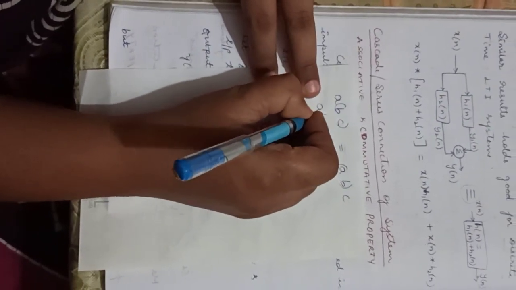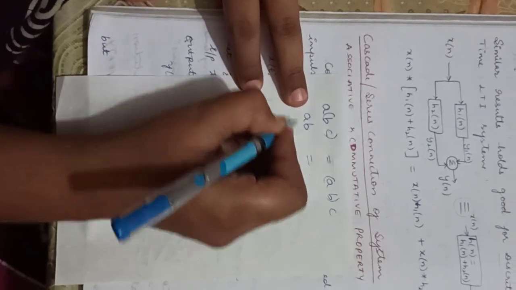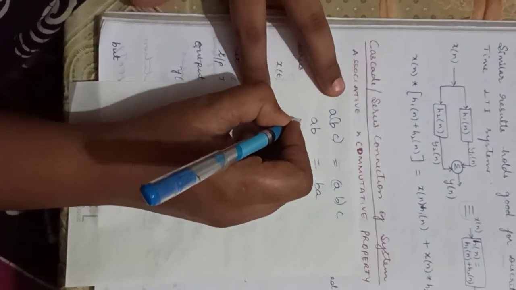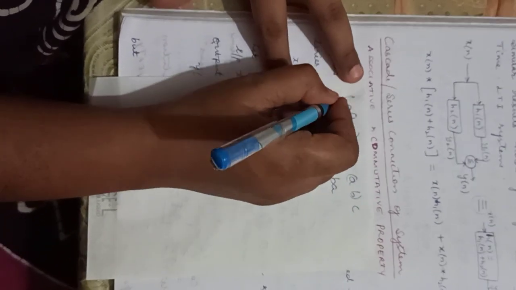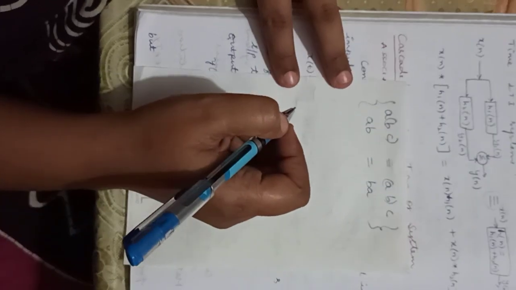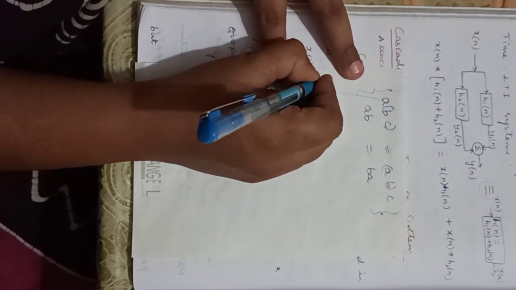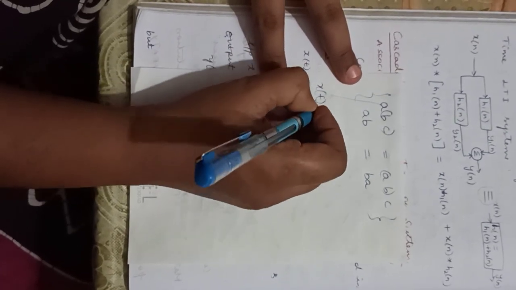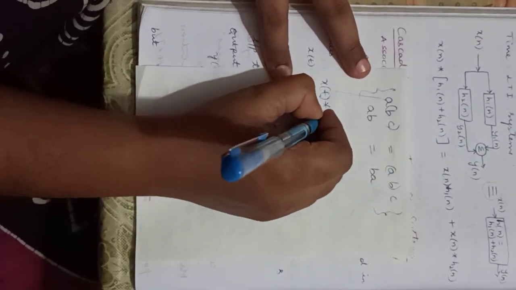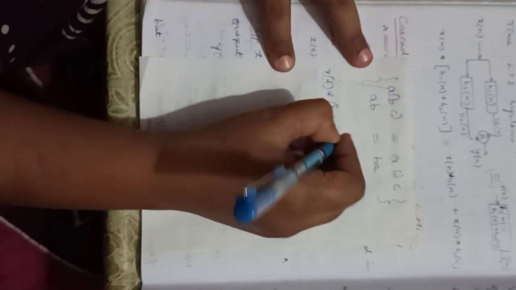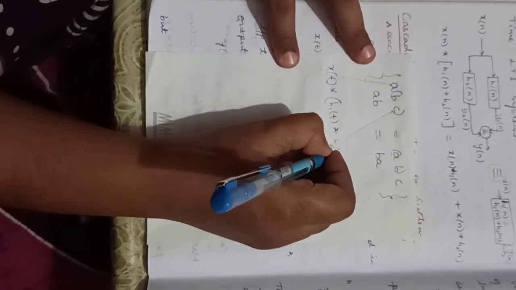And the commutative property is AB is equal to BA, that is A into B is equal to B into A. So these are your regular algebra properties. Now with respect to an LTI system, instead of A you will have x of t, convolution B means h1 of t, convolution C means h2 of t.